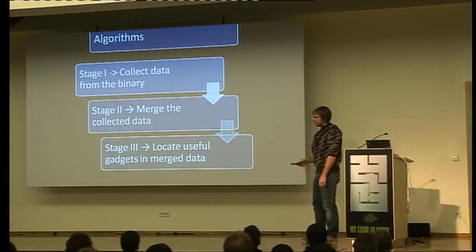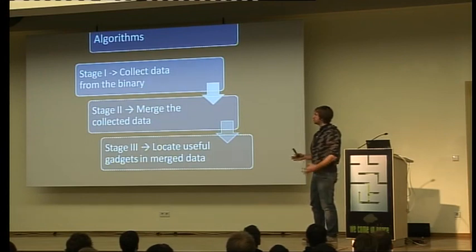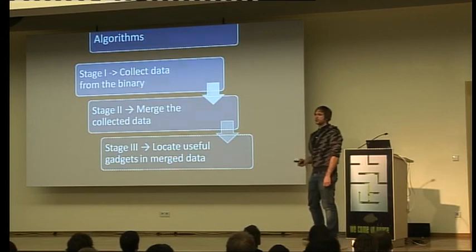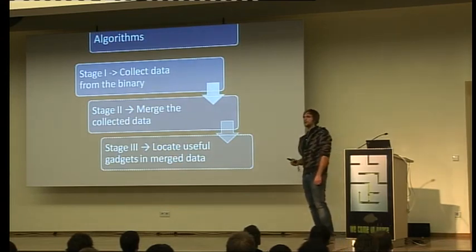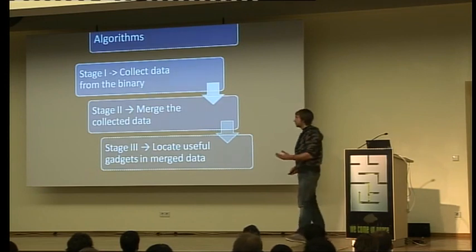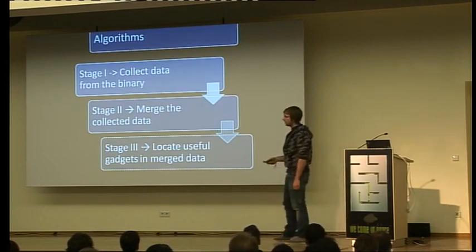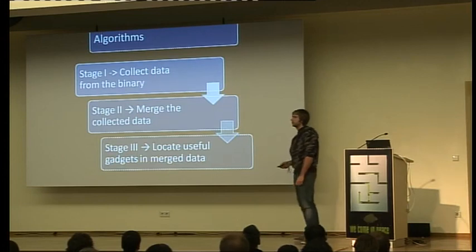Now that we have learned what we want to achieve, we're going to dive into the algorithms that we use to extract information out of the binary, which we can later use to define our complete gadget set. In the first stage, we collect all the necessary information from the binary that we need to later get an idea of the semantic information of certain paths and the instructions on those paths.